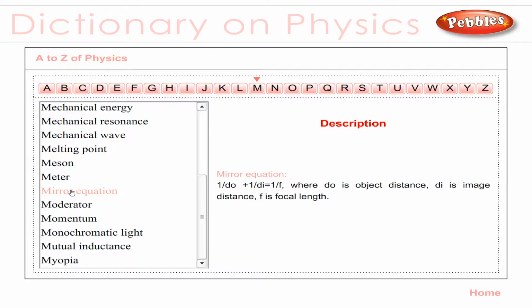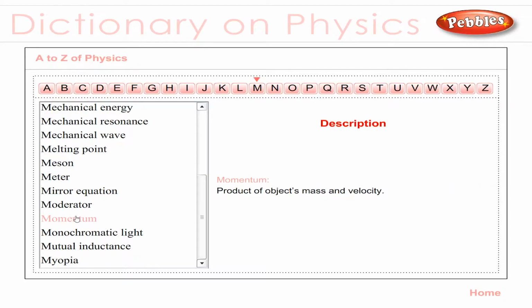Mirror equation. 1/d_o plus 1/d_i is equal to 1/f, where d_o is object distance, d_i is image distance, f is focal length. Moderator. Material used to decrease speed of neutrons in nuclear reactor. Momentum. Product of object's mass and velocity. Monochromatic light. Light of a single wavelength.